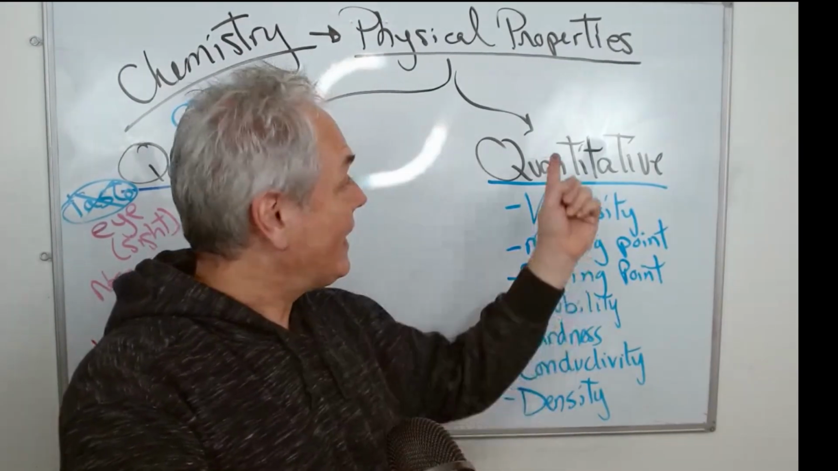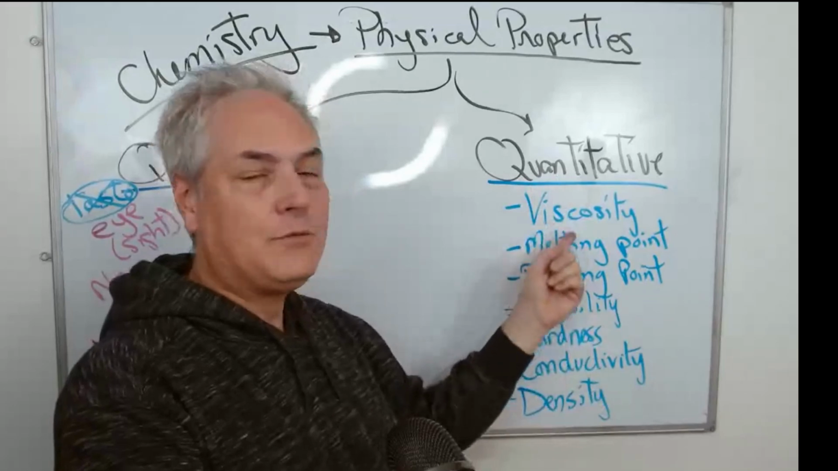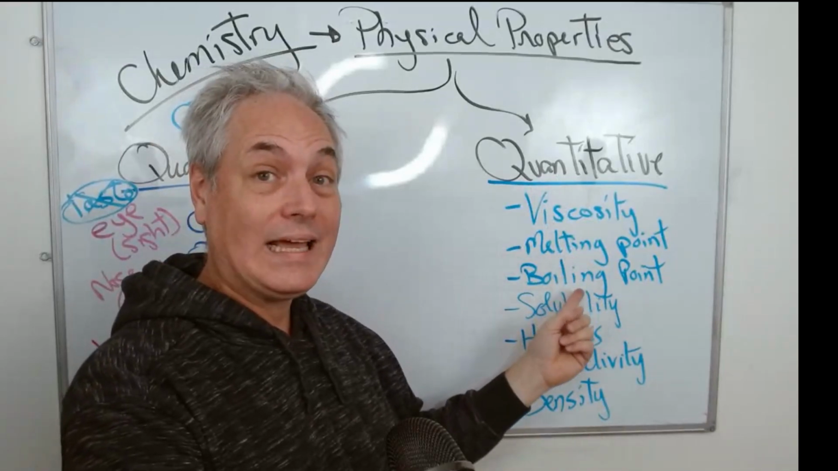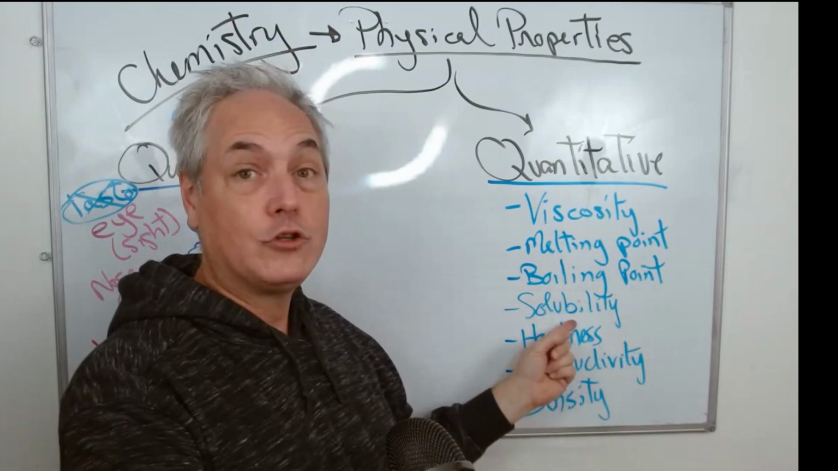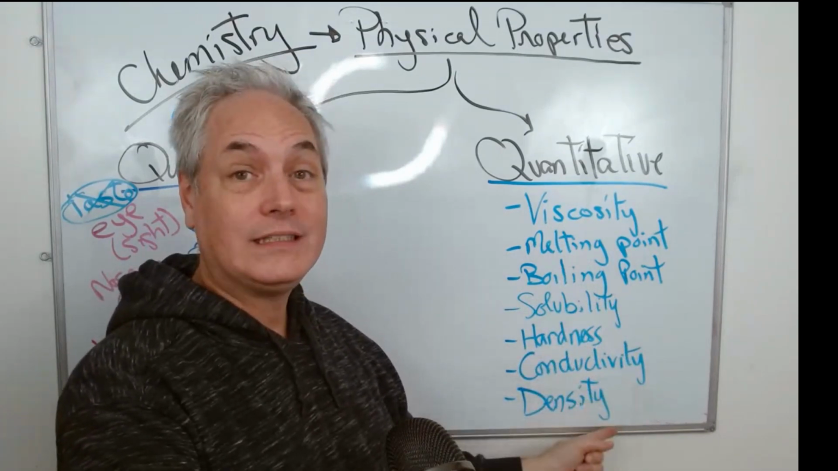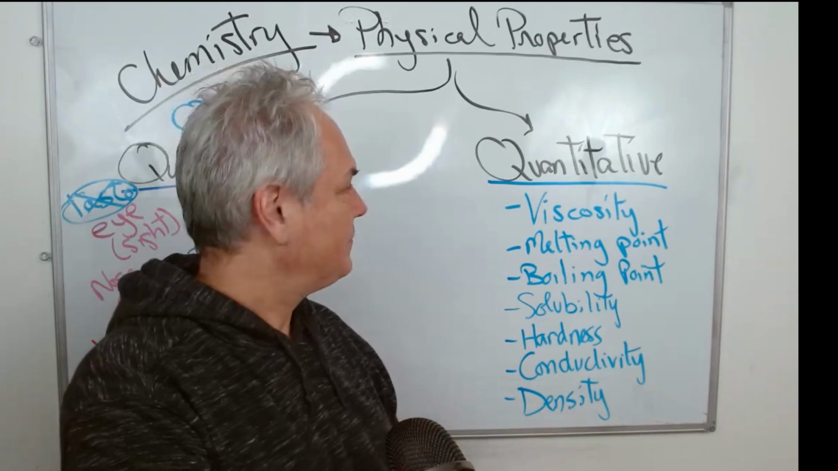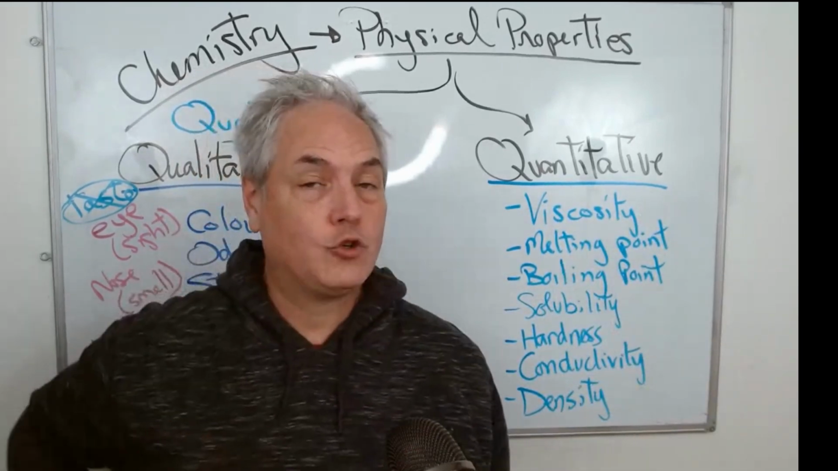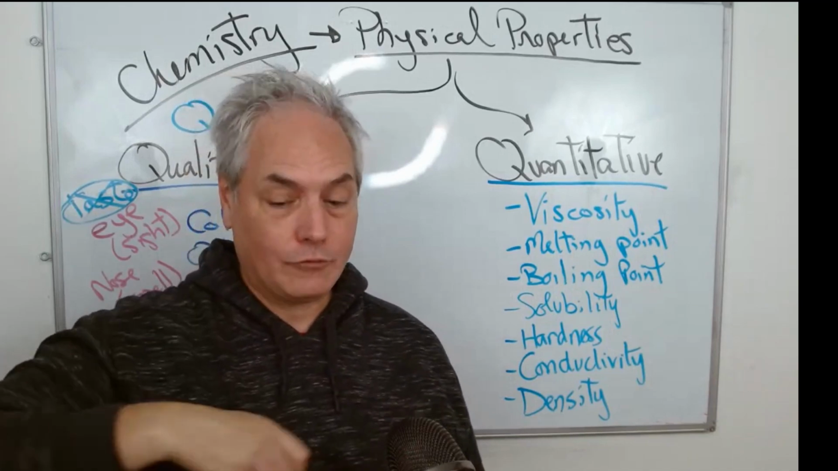Now, if we're looking at quantitative data, here we have a variety. We have viscosity, melting and boiling points. We have solubility. We also have hardness. We have conductivity and density. Now, these are interesting because you can actually use units to characterize many of those.